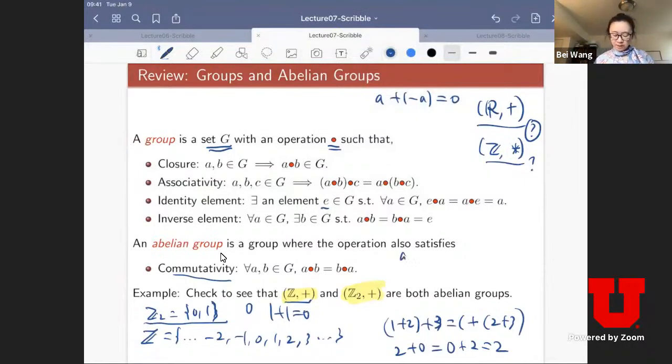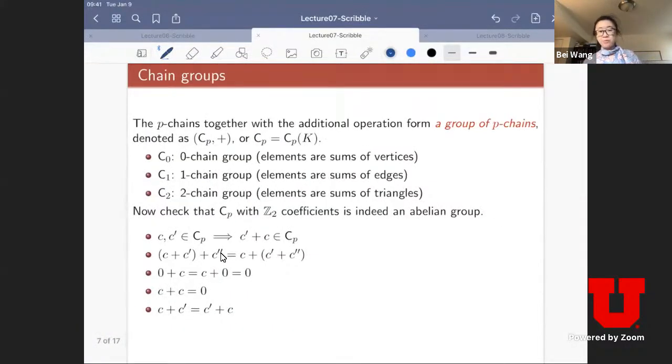also, because A plus B is equal to B plus A. So you can switch it and your result is the same. And same thing with Z2 plus, this is an abelian group. Okay. So now there's a group and then there's an abelian group. So now let's get back to my chain.